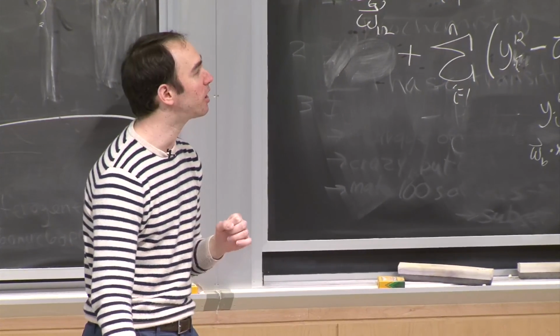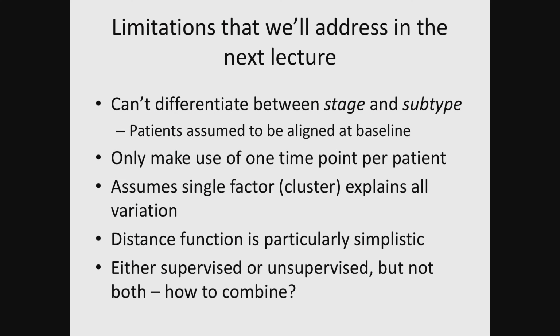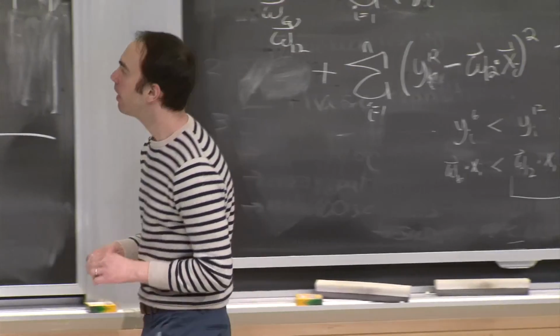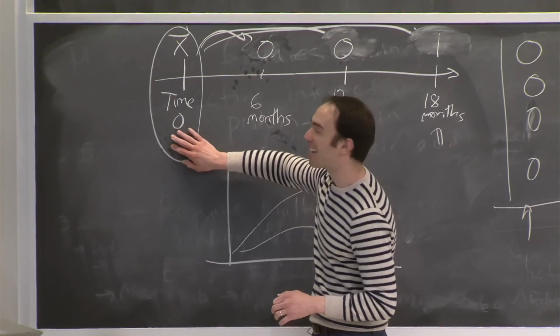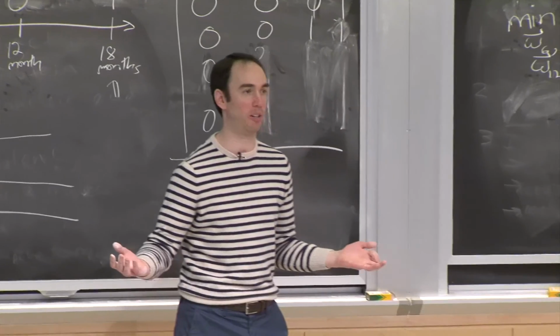So in summary, in today's lecture, I talked about 2 different approaches: a supervised approach for predicting future disease status, and an unsupervised approach. And there were a few major limitations that I want to emphasize that we'll return to in the next lecture and try to address. The first major limitation is that none of these approaches differentiated between disease stage and subtype. In both of the 2 approaches, we assumed that there was some amount of alignment of patients at baseline. For example, here, we assumed that the patients at time 0 were somewhat similar to one another. For example, they might have been newly diagnosed with Alzheimer's at that point in time.